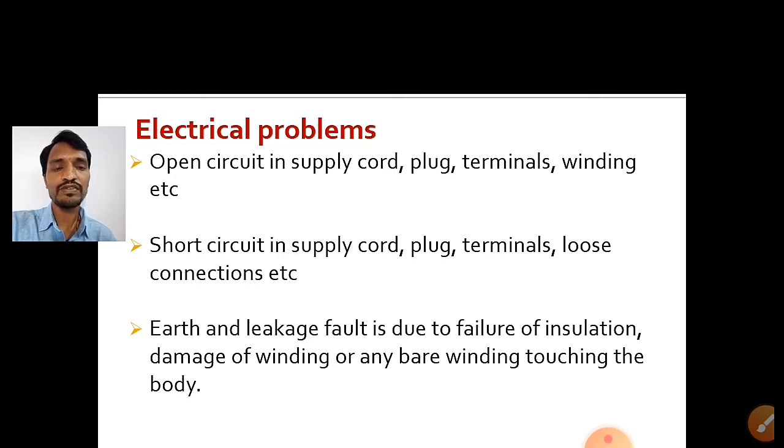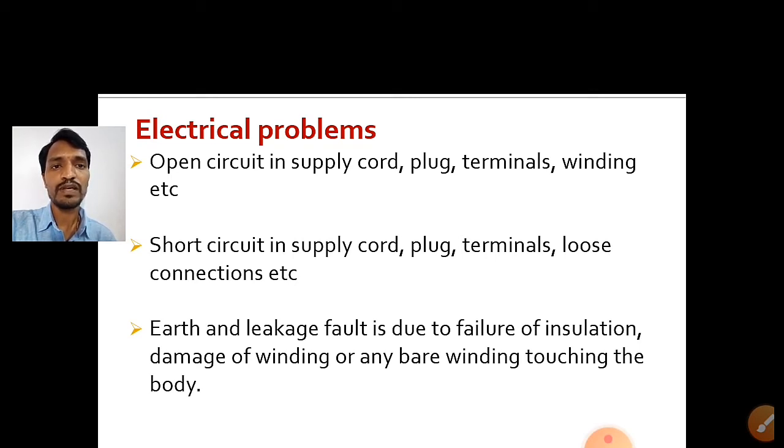Another problem is earth and leakage fault. If we are getting any earthing shocks, a leakage current has occurred on the appliance. This is due to failure of insulation. If the insulation fails, or if the sleeve is opened at any point, we are going to get an electric shock. Damage of winding or bare winding touching the body.